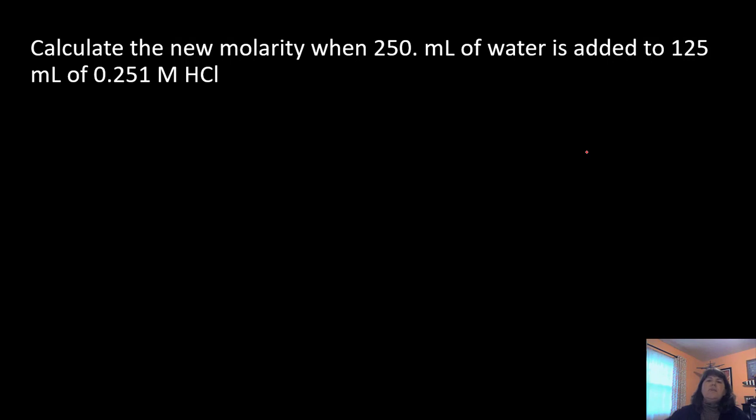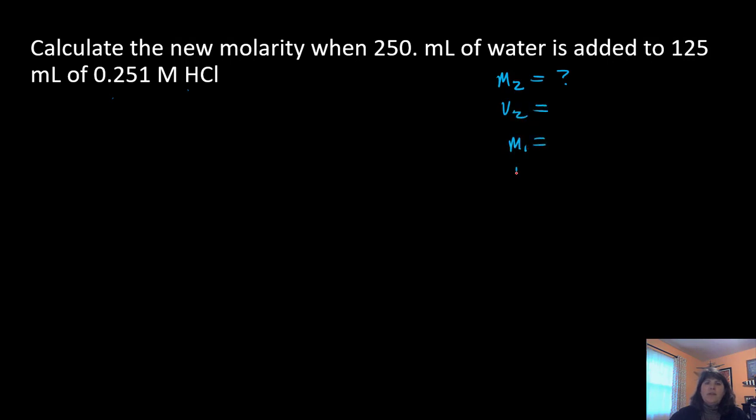Okay, let's try a new one. Calculate the new molarity when this many milliliters of water is added to that many milliliters of hydrochloric acid. So we need a new molarity, so I'm going to call that M2. I'm going to take 125 milliliters of water and add it to 125 milliliters of this.